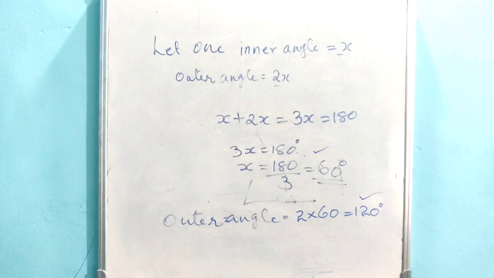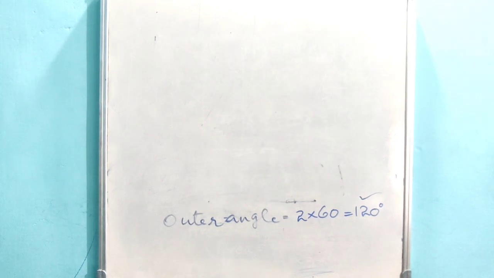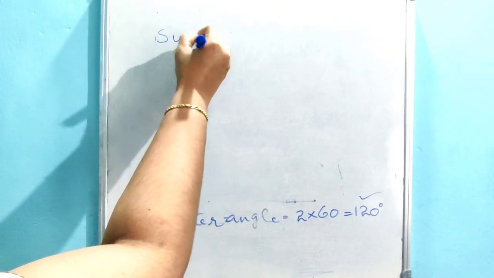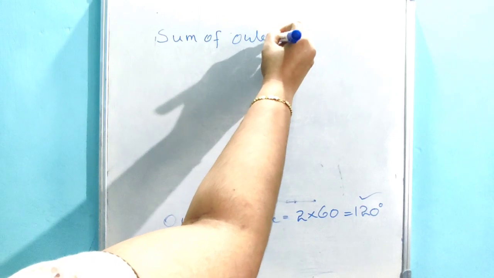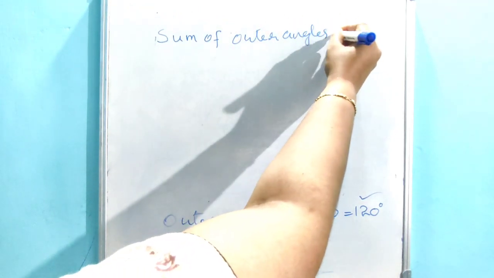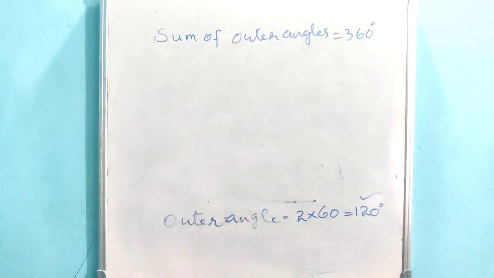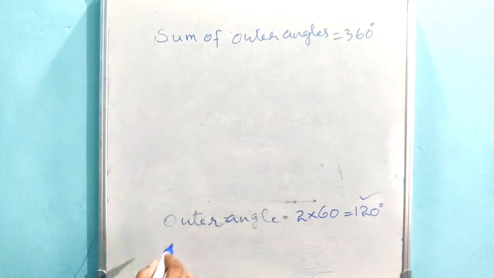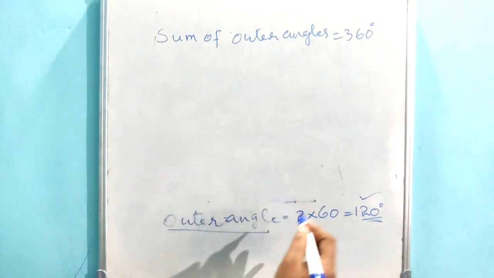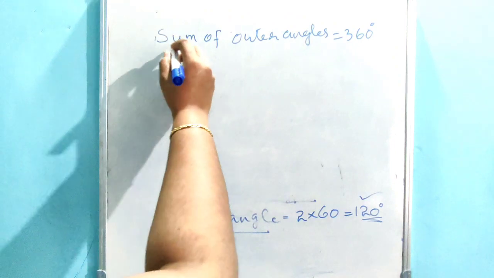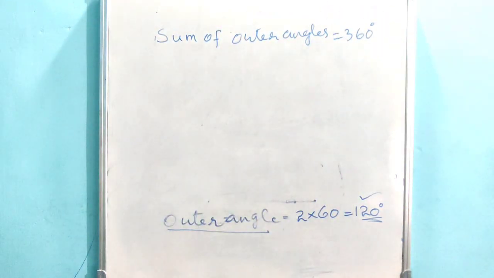Then how do we find out how many sides it has? Here we know only one thing, that is the sum of outer angles. For every polygon, the sum of outer angles is equal to 360 degrees. Here one outer angle is equal to 120 degrees.